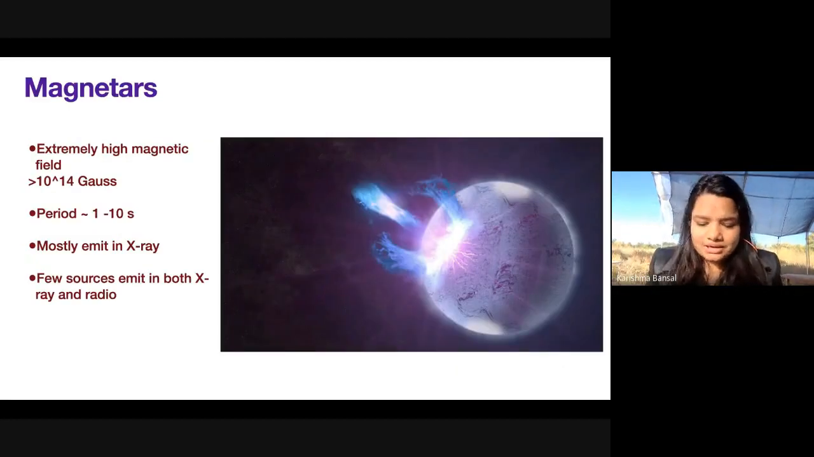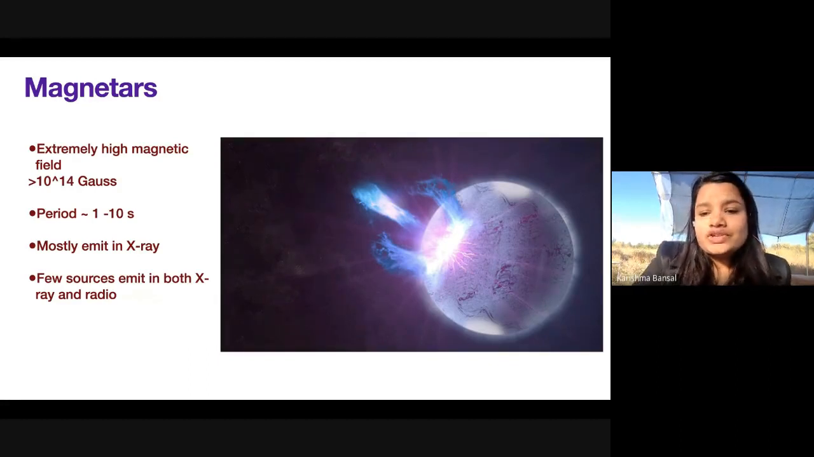All right, so magnetars. The quality of magnetars is that they have a very, very high magnetic field. For normal pulsars, the magnetic field is only around 10 to the power 12 Gauss, which is itself very, very high. But for magnetars, it's even higher. And this magnetic field plays a very crucial role.